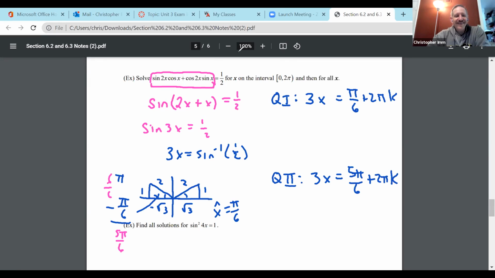Okay, so how many angles do you think we'll have to solve for on that interval now? Use your fingers. I want to see everybody's fingers.